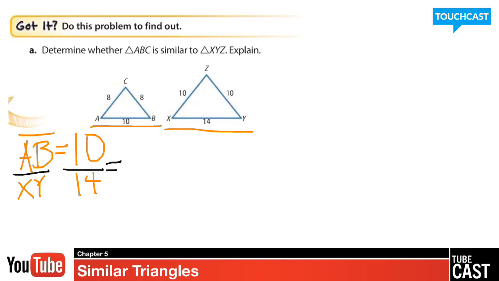At this point, we can pick any of the other sides on our first triangle to compare to the second to see if they are similar. I'm going to choose CB. So line segment CB is 8. Since we did the first triangle on this row, we're going to keep it on that row. And then finally, we're looking at the corresponding side on the second triangle, which would be ZY. So that would go over 10. These ratios should be equivalent if they are similar.